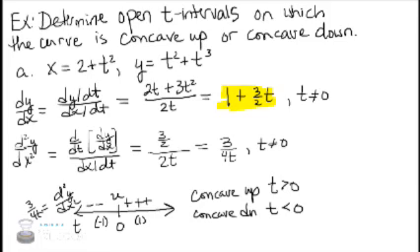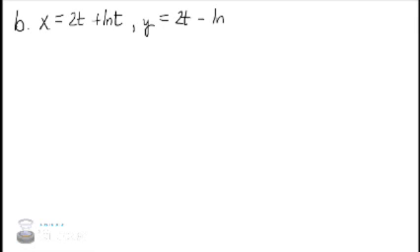Okay, let's look at another one, part B, same instructions. We're going to analyze the concavity. The parametric equations are x equals 2t plus natural log of t, and y equals 2t minus the natural log of t. So we're looking for t intervals, values of t, for which we have concave up or concave down.